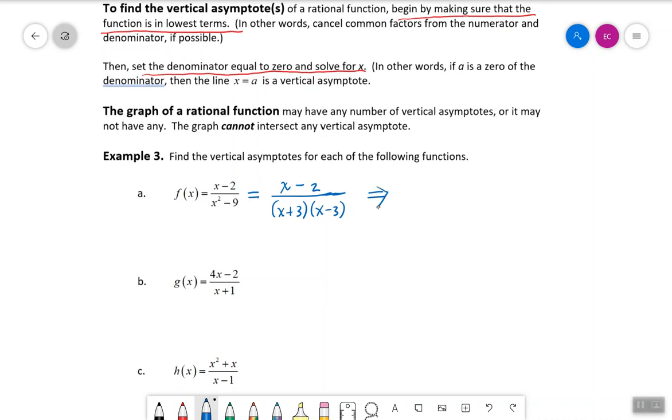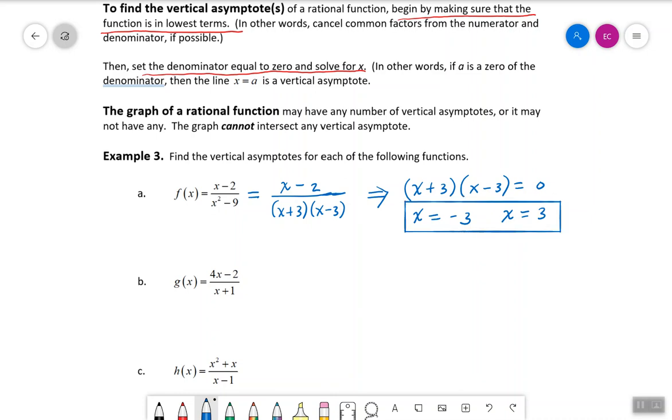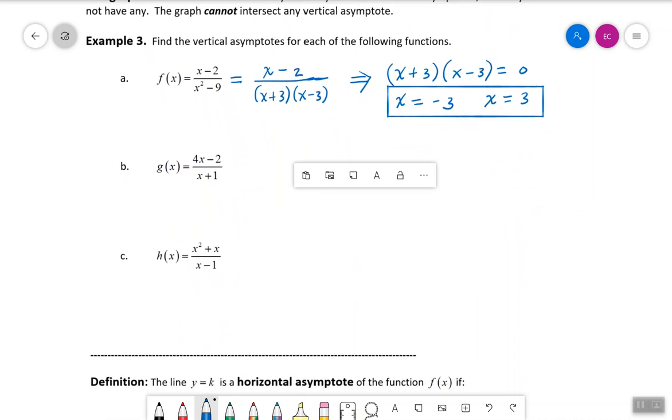And so then we just want to go ahead and take the denominator and set it equal to 0. It doesn't matter if we take the factored form or the original form in the problem. We'll get the same answer. If x plus 3 equals 0, that gives us x equals negative 3. And if x minus 3 equals 0, that gives us x equals 3. Two vertical asymptotes. Okay, let's do this a couple more times.